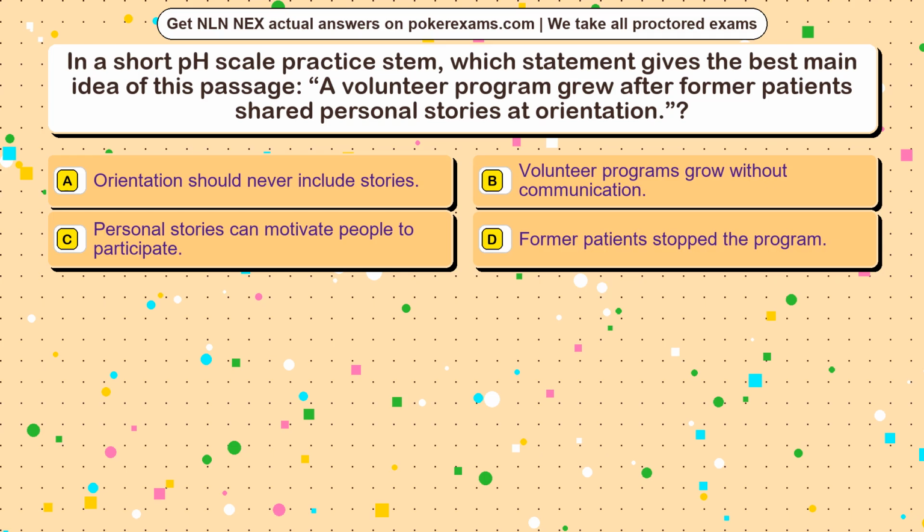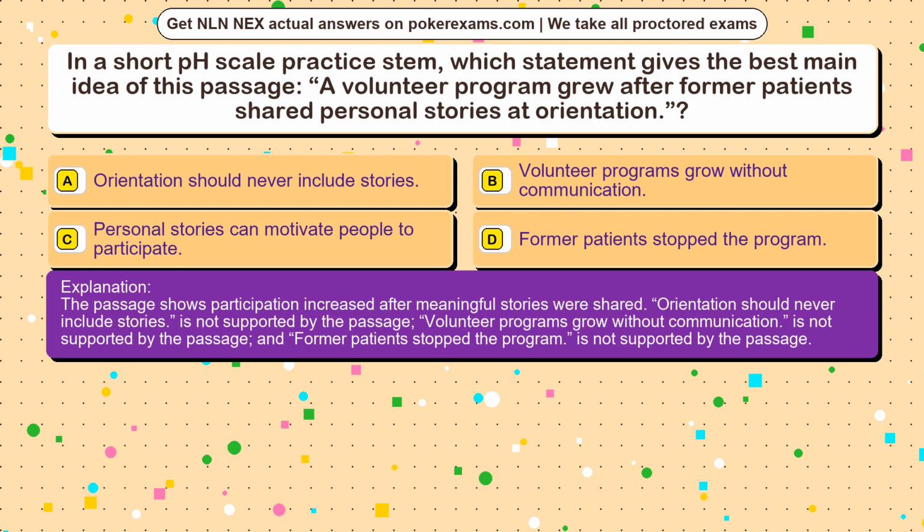The correct answer is option. The passage shows participation increased after meaningful stories were shared. Orientation should never include stories, is not supported by the passage. Volunteer programs grow without communication, is not supported by the passage. And former patients stopped the program, is not supported by the passage.